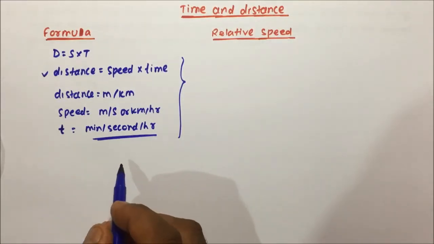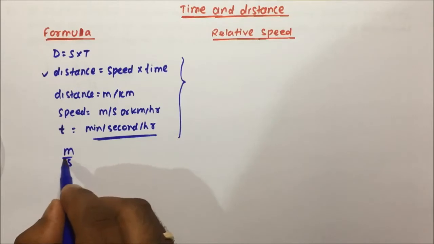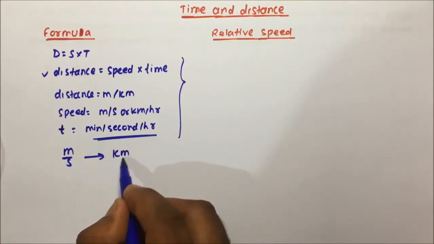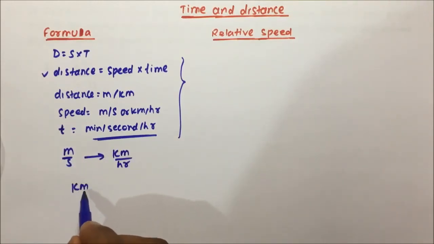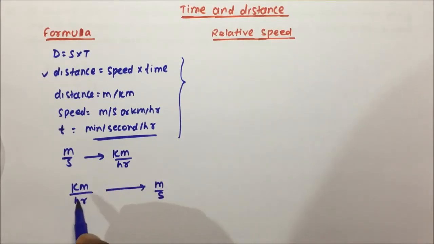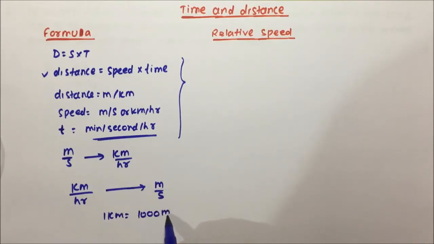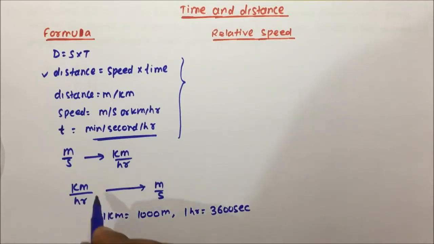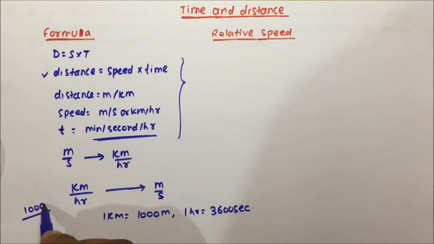Now here comes the conversion. So many times meter per second will have to be converted into kilometer per hour, and kilometer per hour will have to be converted into meter per second. Right friends? Okay. Now let's see kilometer per hour. So 1 kilometer will be equal to 1000 meter, and if we talk about 1 hour, then 1 hour will be equal to 3600 seconds. Now 1 kilometer is equal to 1000 meter, and 1 hour is equal to 3600 seconds.